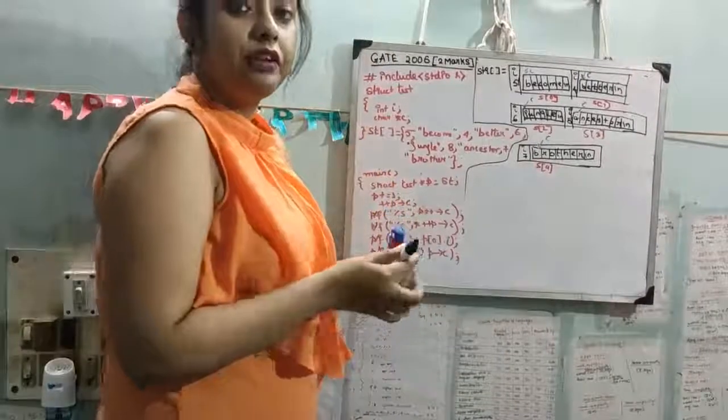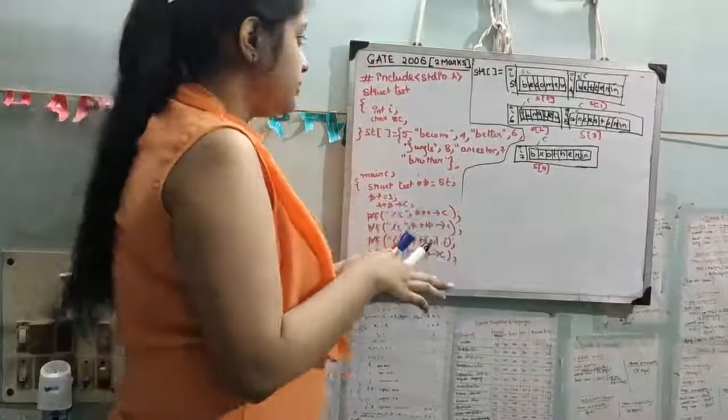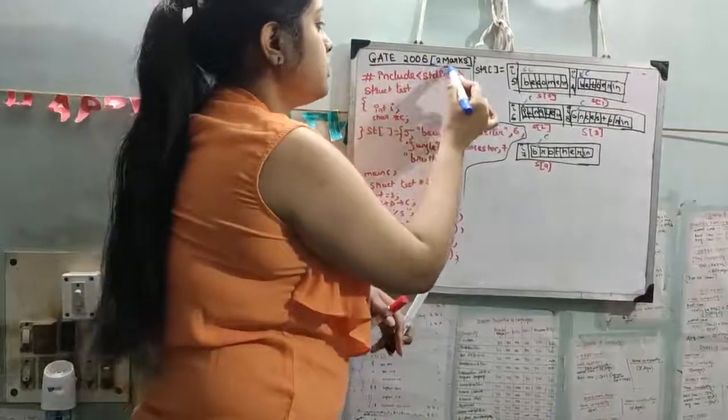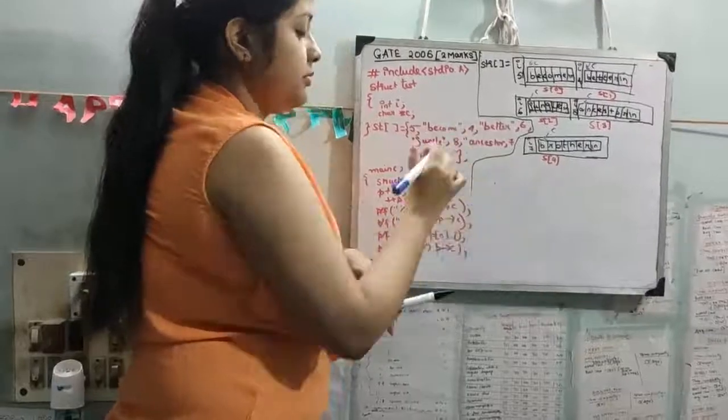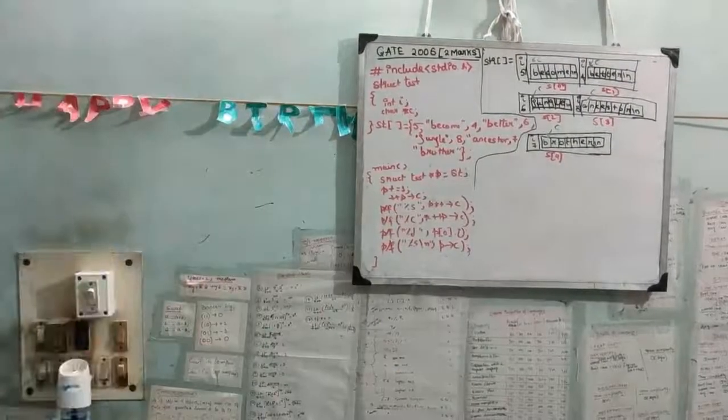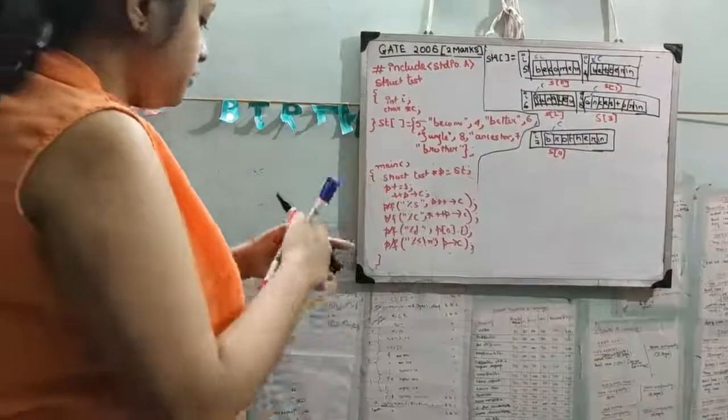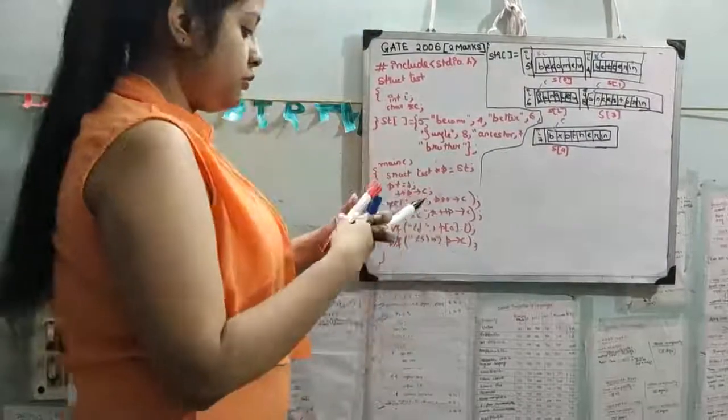So this is a very good example on structure. It was asked in GATE 2006. It was a 2 marks question. With the help of this, you will understand structure really well. So I have taken it out of the program I have written.